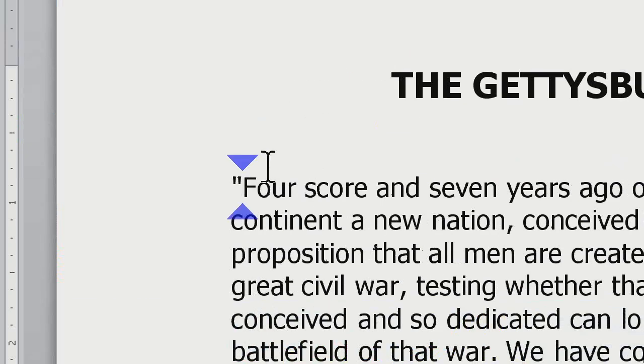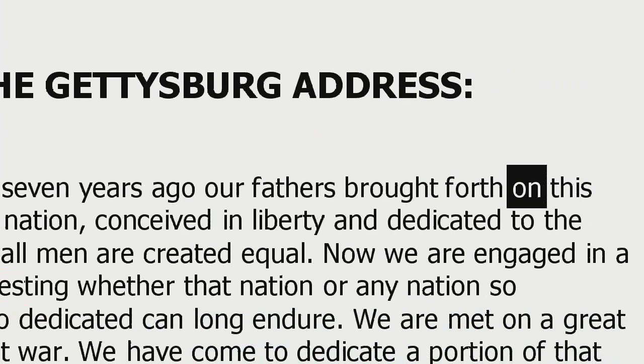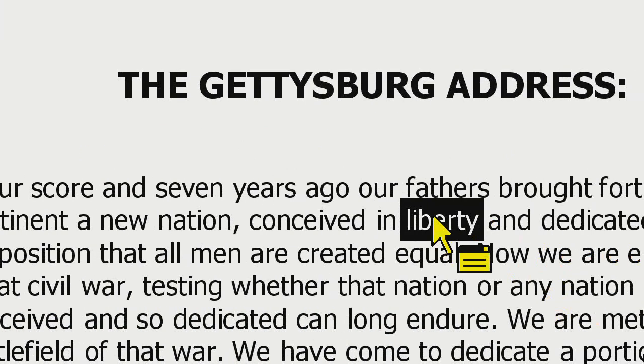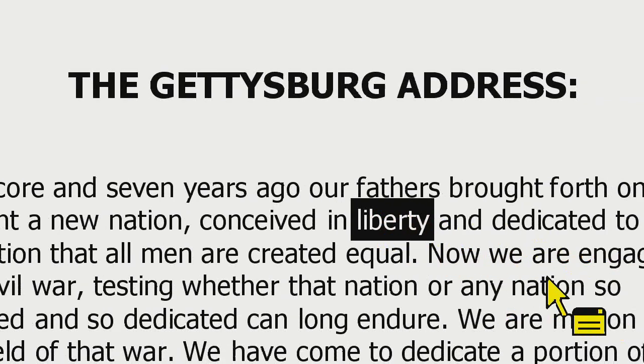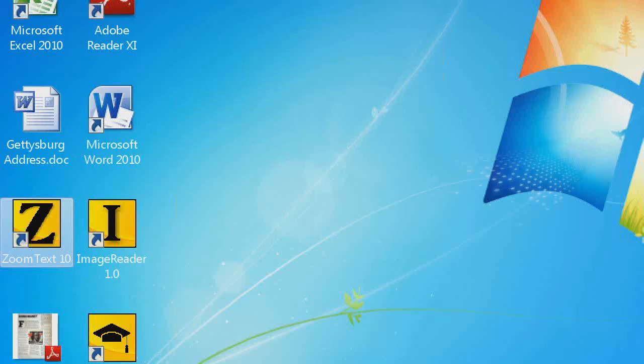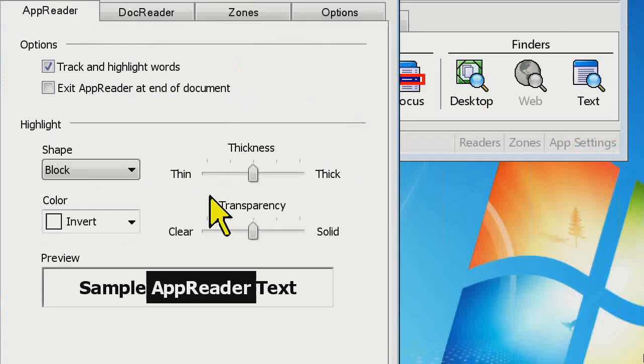So if I started App Reader. Seven years ago our fathers brought forth on this continent a new nation, conceived in liberty. So if I pause it, you can see that that block is highlighting the current word, makes it stand out pretty well on screen. Okay. So just a quick demo of that right there. I'm going to go back to where we were.